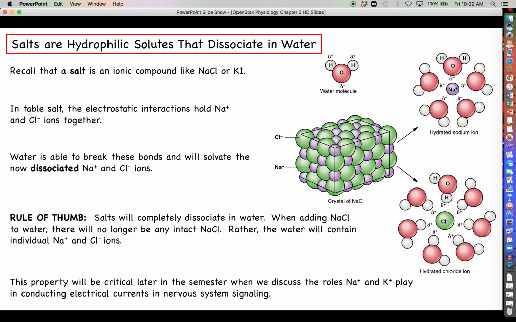And I've already given you a sneak peek of why sodium and potassium are going to be very important. They form the basis for how electrical currents are conducted along the lengths of neuron axons in nervous system signaling. So being able to appreciate how an electrically charged ion can exist by itself in an aqueous solution is going to be important later on.